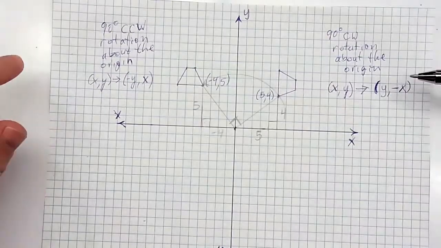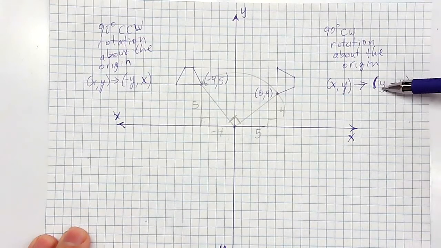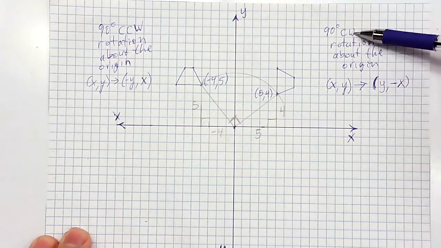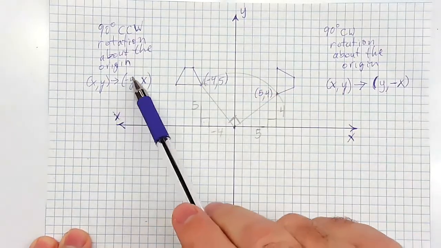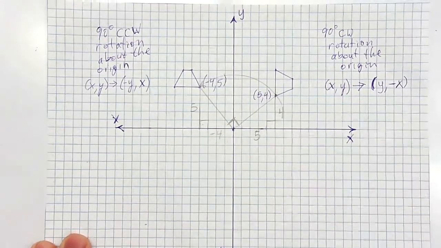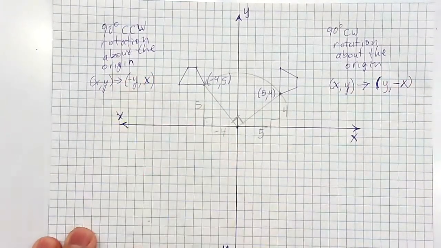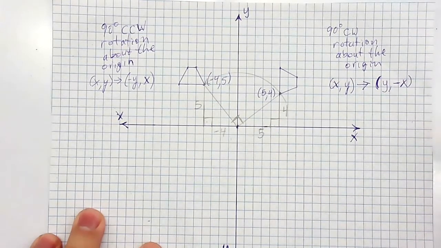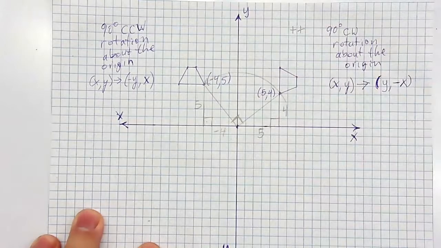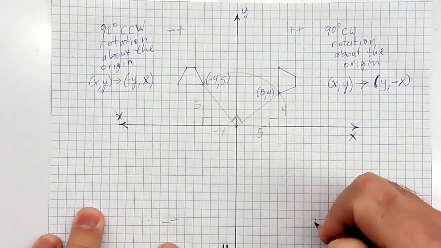Okay, so notice our rules are very similar. We have x, y mapping to y, opposite x in a clockwise rotation, and in the counterclockwise rotation, we have x, y mapping to opposite y, x. All we need to do is remember two things. We need to know that the x and the y switch position, and we need to know the signs of each of the quadrants of our coordinate plane, right? So just in the first quadrant, it's always going to be positive, positive. Second quadrant is always going to be negative, positive. Third quadrant, negative, negative. And fourth quadrant, positive, negative.